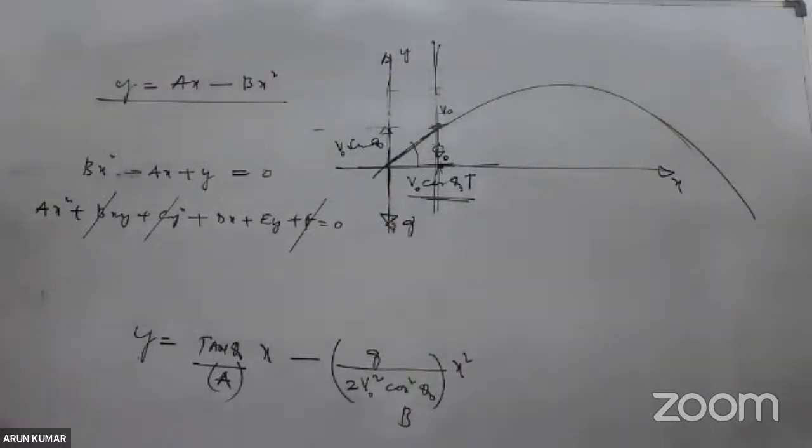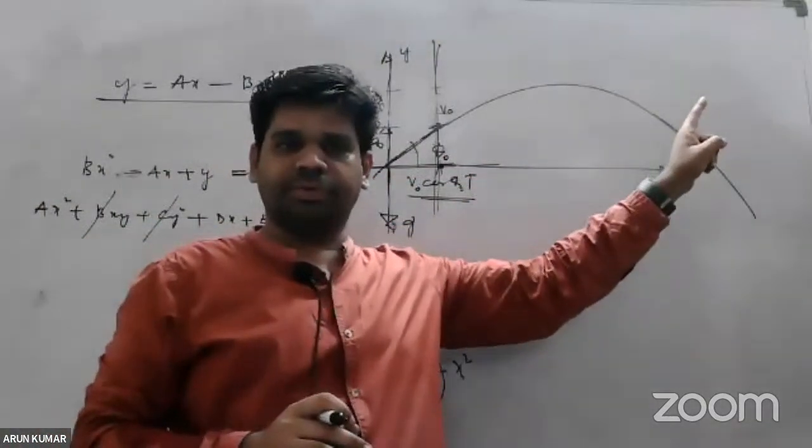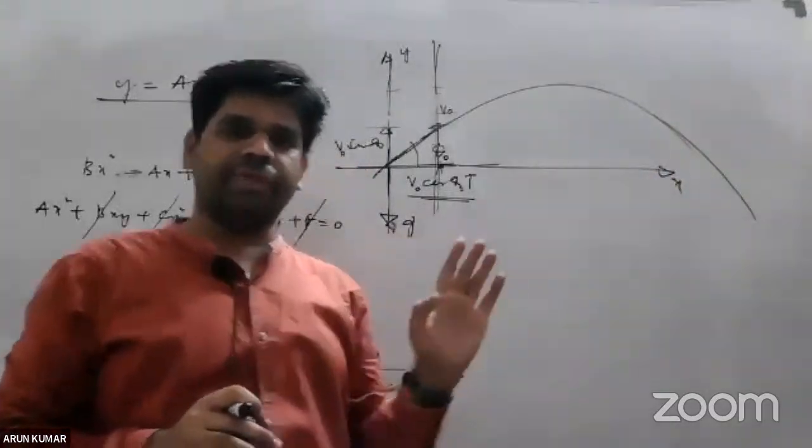Are you convinced? It's a second degree equation. That means it's a conic. It is definitely a conic. అది conic section వచ్చింది నాకు. Are you all convinced?